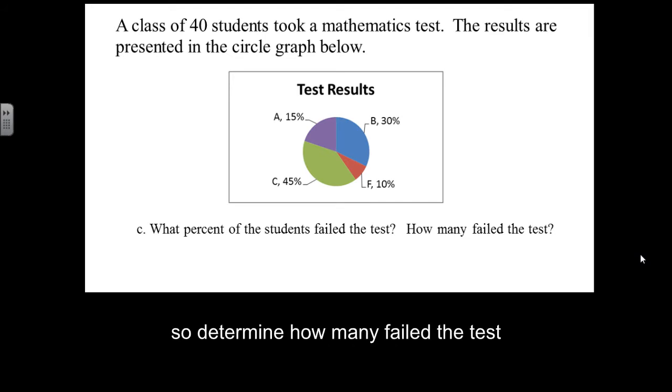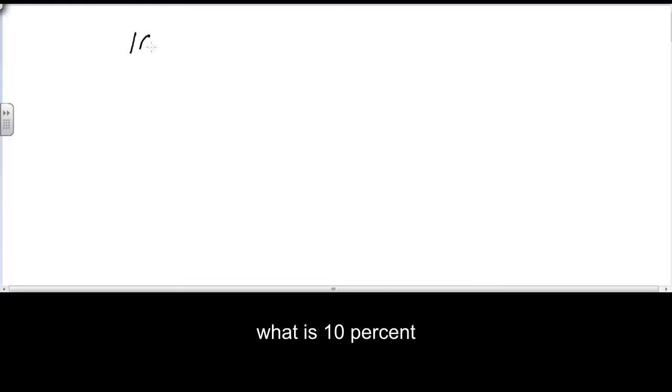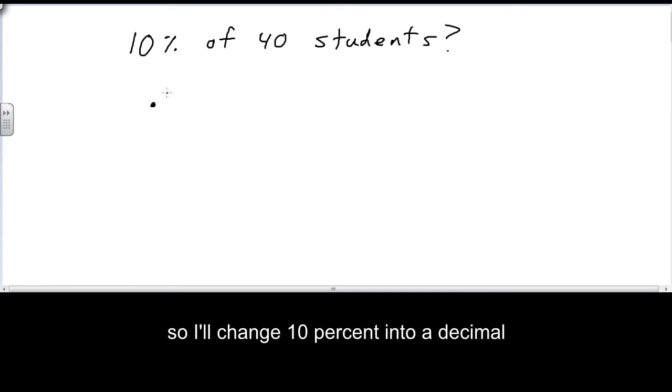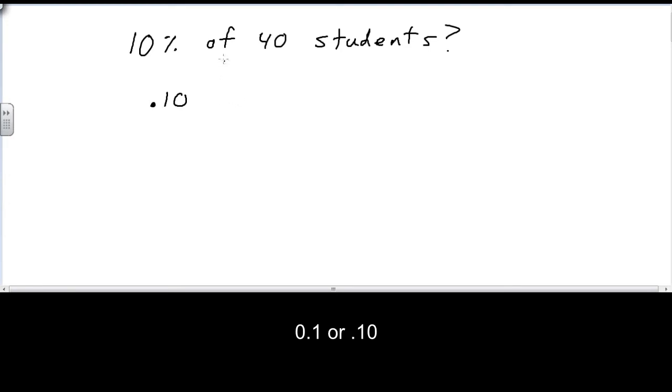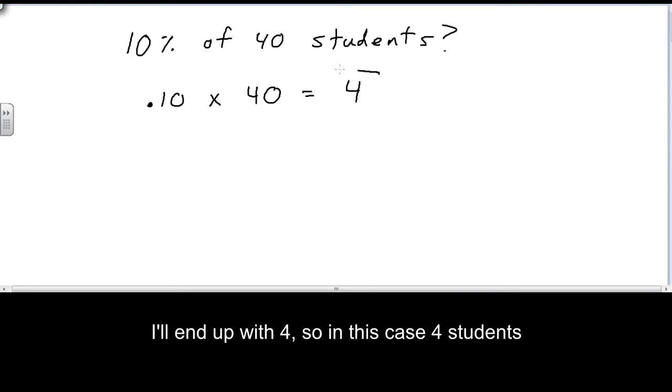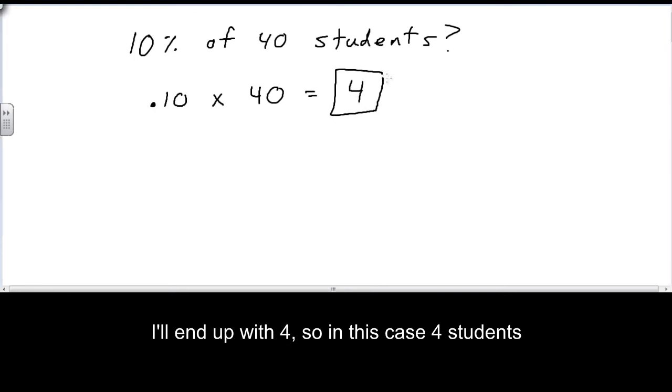To determine how many failed the test, we'll take our percentage and multiply it times 40. We're essentially asking, what is 10% of 40 students? Since we're looking at 10% of students failing, I change 10% into a decimal, 0.1 or 0.10. Of is translated as multiplication. 40 is 40. When I multiply 0.10 times 40, I'll end up with 4. So in this case, 4 students failed the test.